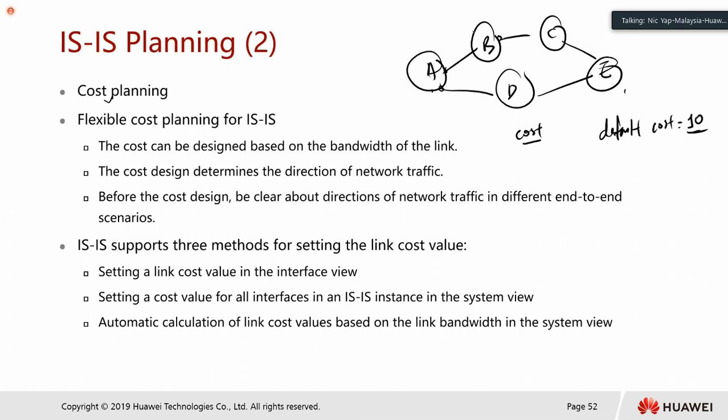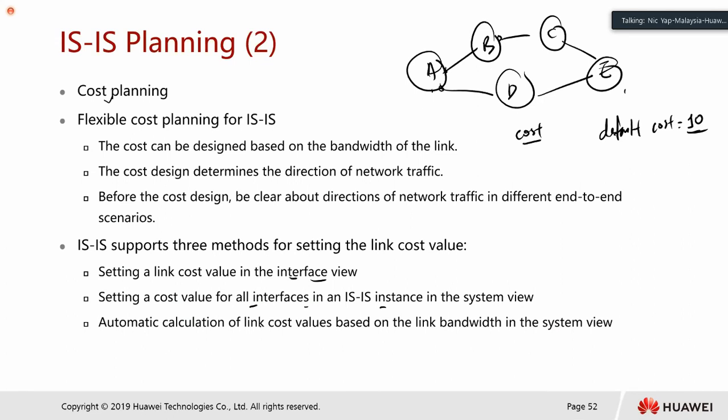You need to set the cost manually yourself. ISIS supports 3 methods for setting the link cost value. Setting on the interface: set the cost for all the interfaces in the ISIS instance. So for all the interfaces that I have in my switches and routers, I will set a single value, for all interfaces, or do it one by one.